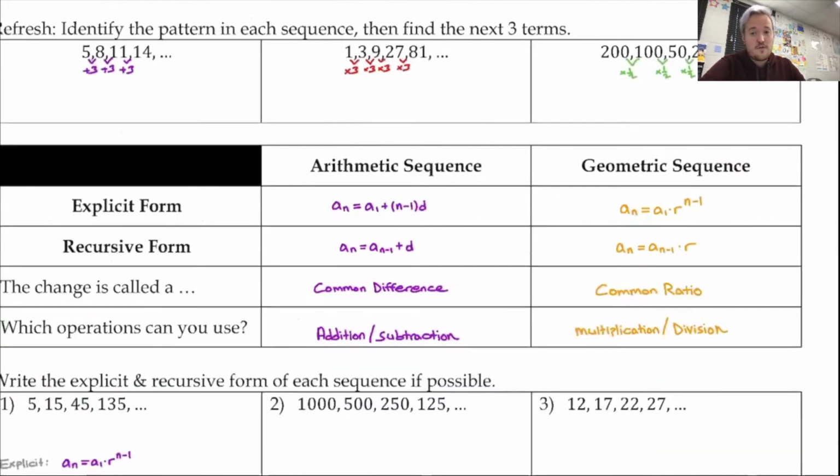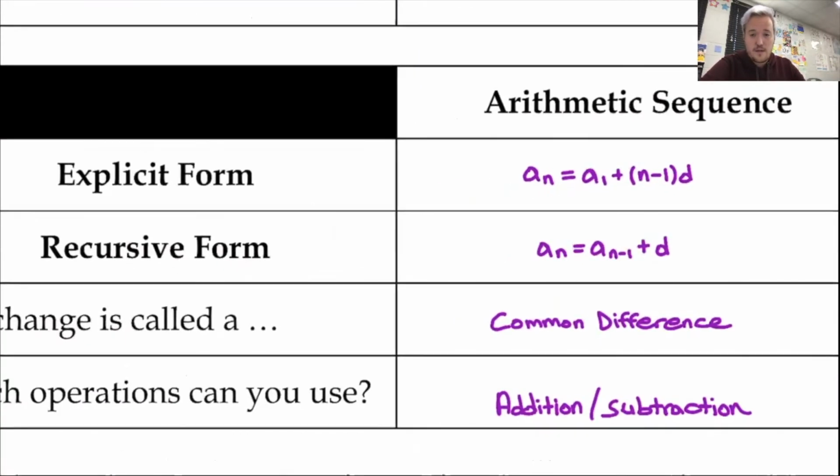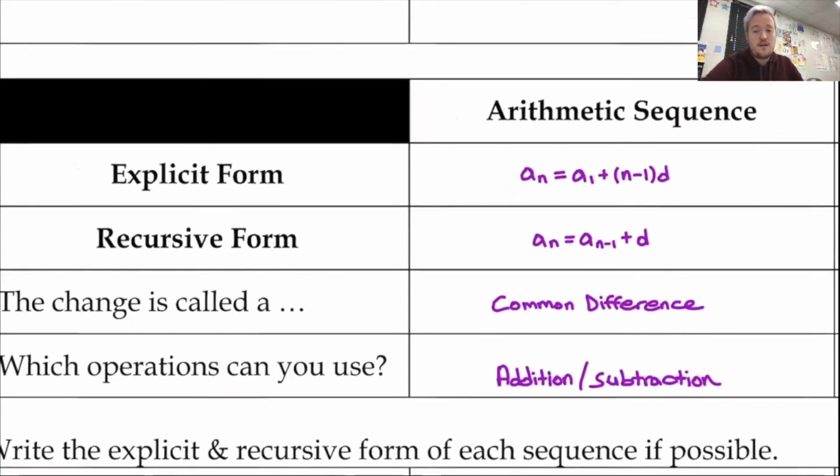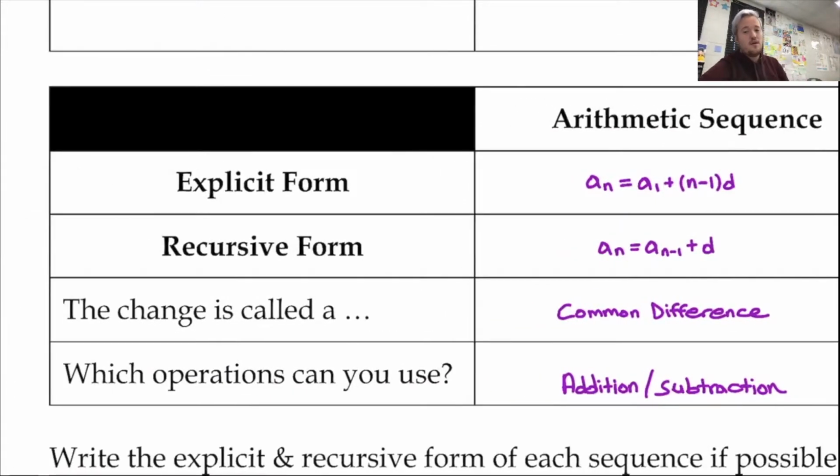All right, so just a recap of arithmetic sequences that we did earlier. We have the recursive form, the explicit form, and then we have the actual change. With an arithmetic sequence, we have a of n equals a of 1 plus n minus 1 times d. Recall that a of n is the term value.